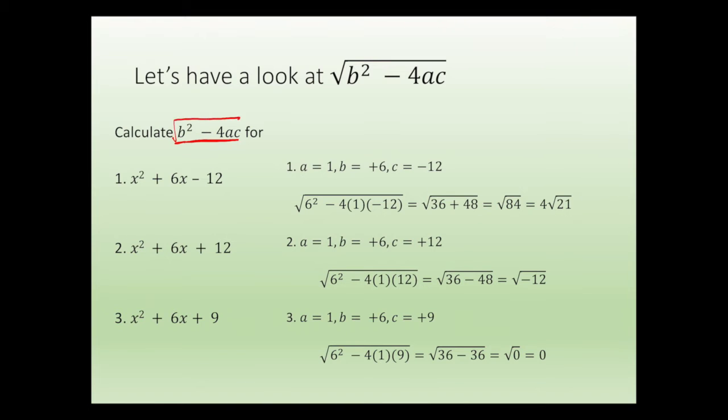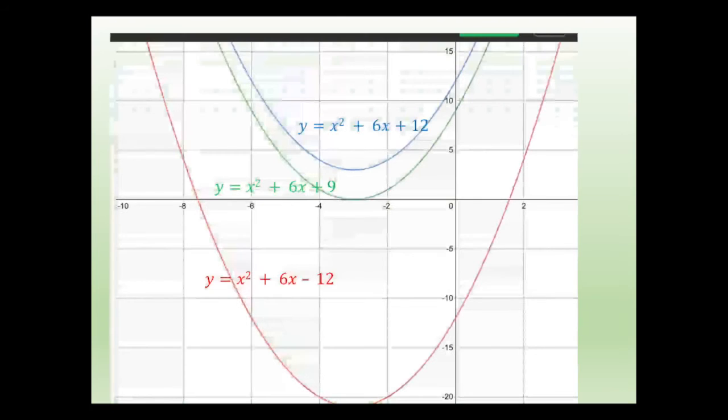Alright, in fact, I should put in square root of b squared minus 4ac. You can see that with the first one, you actually have an answer, square root of 84, or you can simplify it as 4 square root of 21. Second one, square root of minus 12. You really can't solve it. And the third one, square root of 0, which is 0. Now, what I've done is I have actually plotted y equals x squared plus 6x minus 12 and the other two for my next slide.